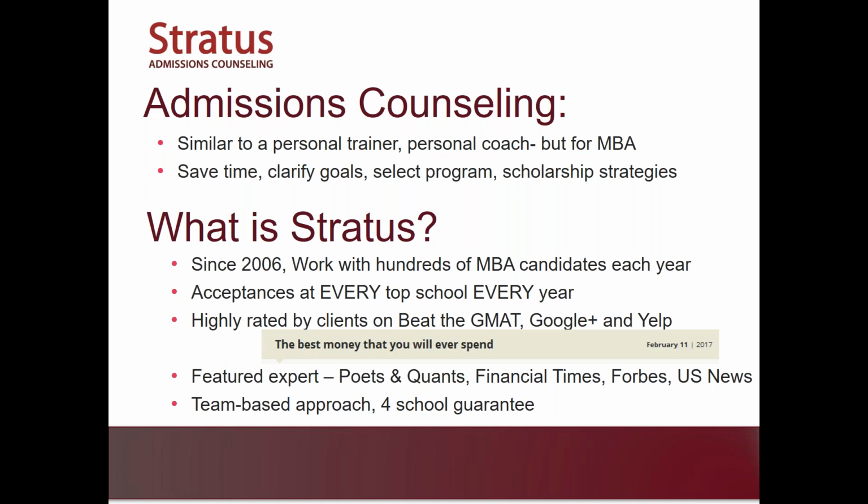We try to make our clients' time most efficient by helping them clarify their goals. We spend a lot of time helping people understand what are the right programs for them, and scholarship selection and strategizing, if that's important, is a big part of that. We have a team of counselors. All of our counselors have MBAs from top programs. And so we collaborate where no matter what school you're interested in, we have someone with some expertise, someone who's either an alum or did admissions or has some kind of connection. We work with hundreds of candidates every year. All our clients get into all the top programs.